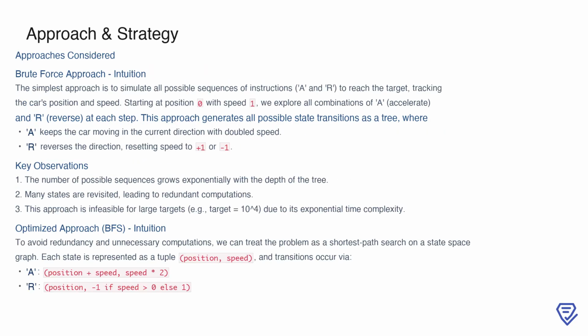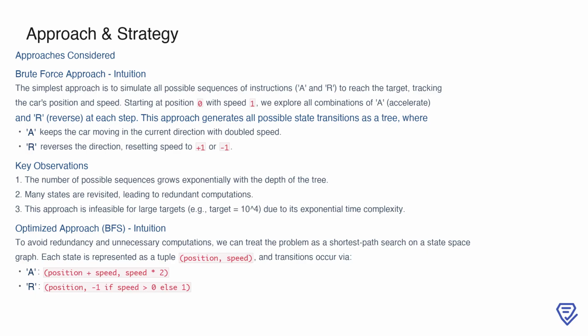To solve the race car problem, let's first consider the brute force approach. The intuition here is to simulate all possible sequences of instructions, using A to accelerate and R to reverse, starting at position 0 with a speed of 1. By exploring all combinations of these commands, we can represent the problem as a tree of state transitions.